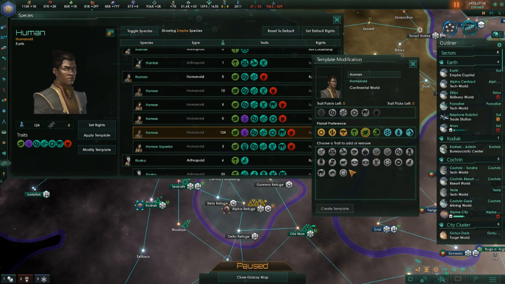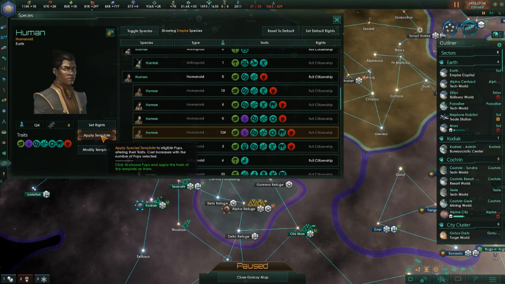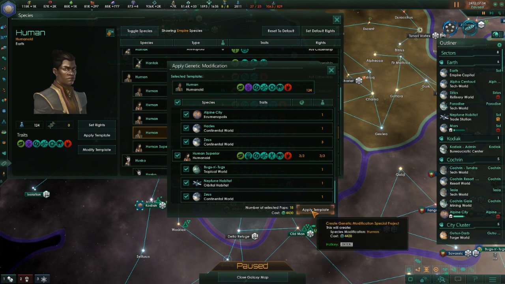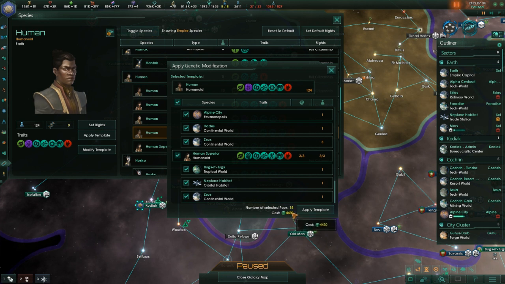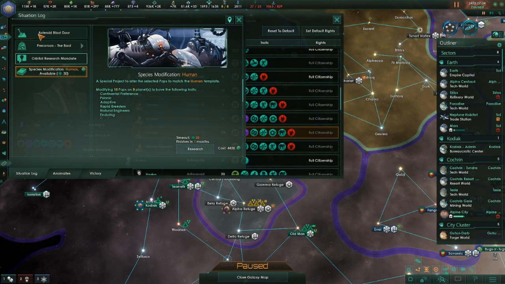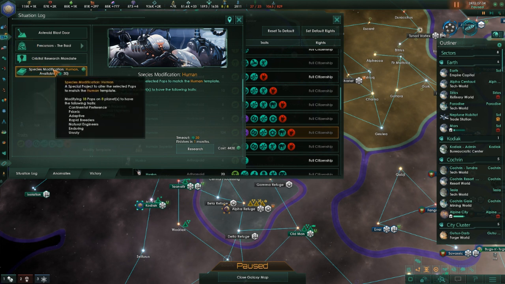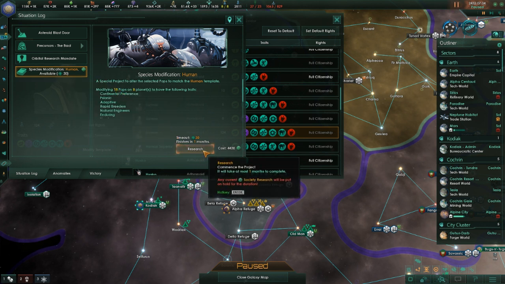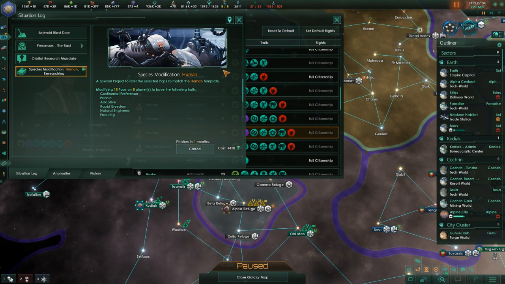Once you have it set up the way you like it, you click Create Template, then you can apply the template, and it'll even ask you how much do you want to apply this template to. Well, I would like it if all the humans were like this. All humans everywhere. I will then apply the template. It says number of selected pops is 18. The cost is going to be 4,430 research units, and that's social research. Situation log has been updated. I apply the template, and then my situation log updates with this right here. Species modification. It'll take 30 days, and it will modify these 18 pops on these 8 worlds into this new thing. I then come over here and I press research. It says it'll take 1 month, and then that just runs.